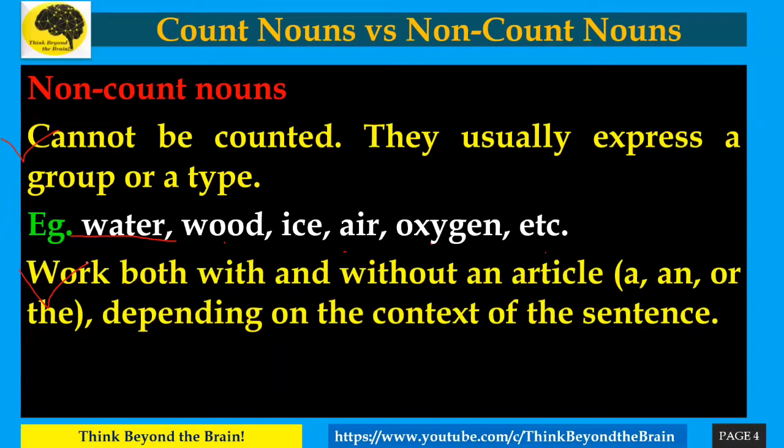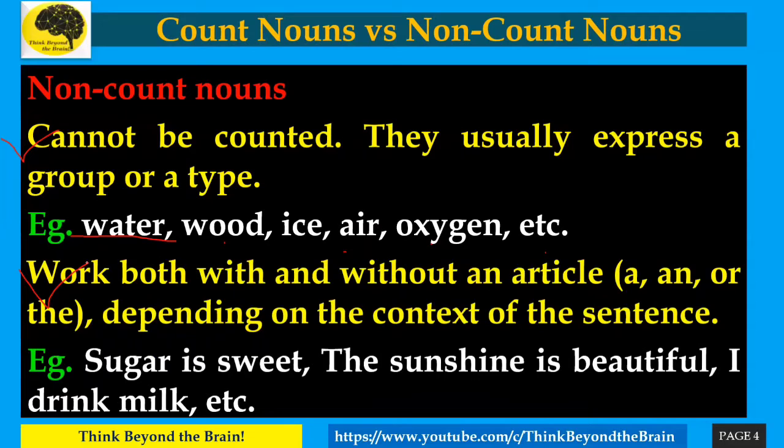Then they work both with and without an article, A, an, or the, depending on the context of the sentence. For example: Sugar is sweet, the sunshine is beautiful, I drink milk, etc. For non-count nouns, we have to use and not use articles. Over here, we have not used an article in this sentence, but yes, we have used an article for this sentence. So we have to use articles wisely as we need them. Sometimes we have to add it, sometimes not. So we have to see where what should come.